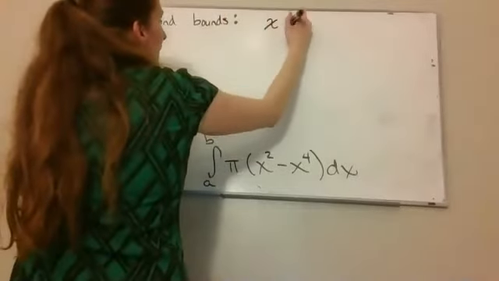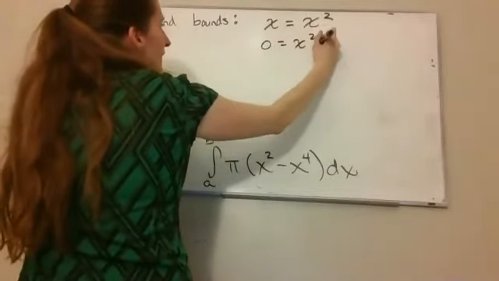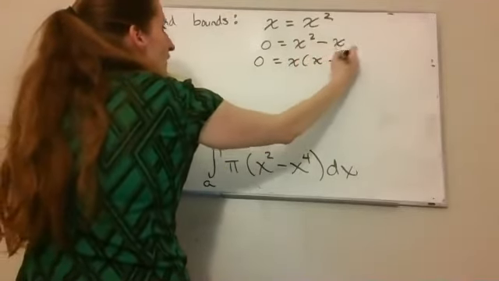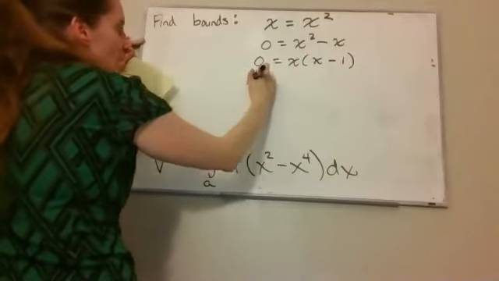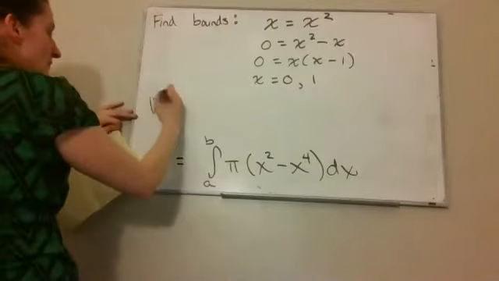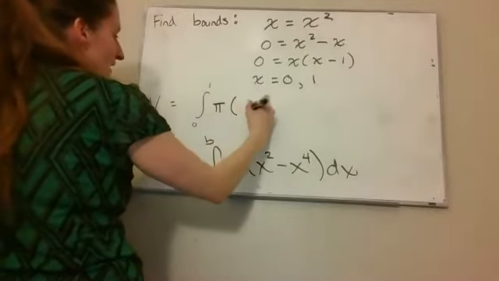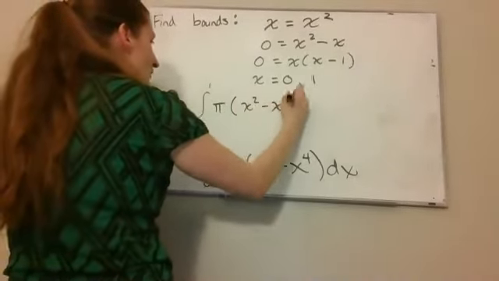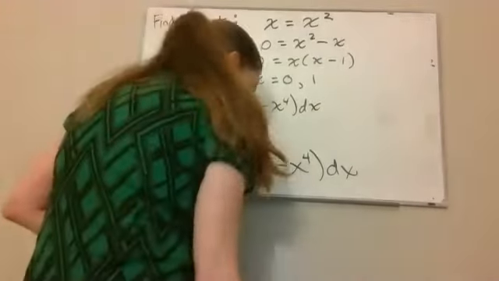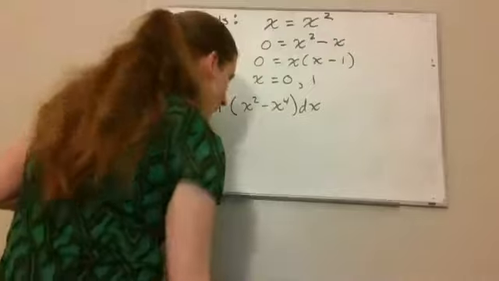My two graphs intersect each other when their equations are equal. This is the same thing as 0 equals x squared minus x, or 0 equals x times x minus 1. This means my bounds of integration are 0 and 1. So I have my volume is pi times x squared minus x to the fourth dx, and I'm integrating from 0 to 1. All right, so now we're ready to find the antiderivative so we can find the object's volume.